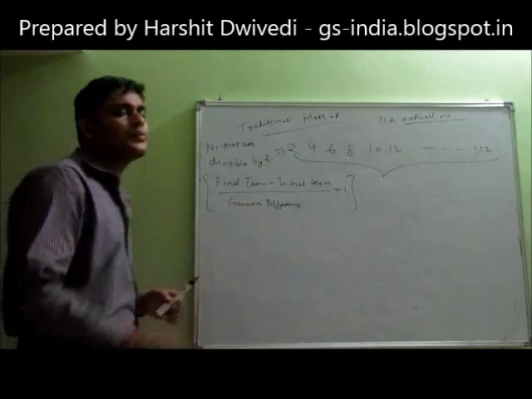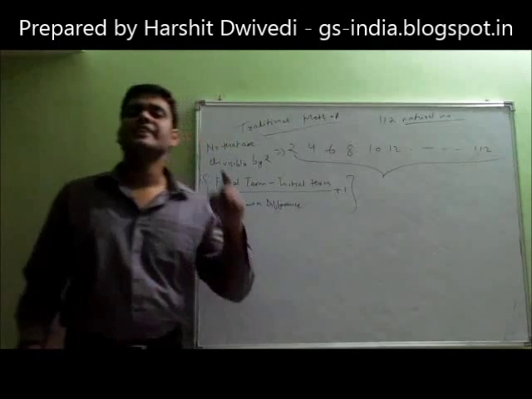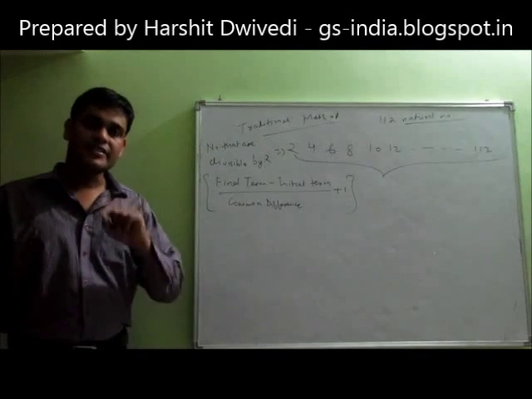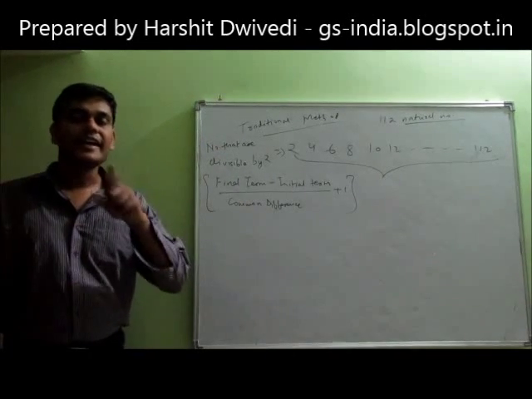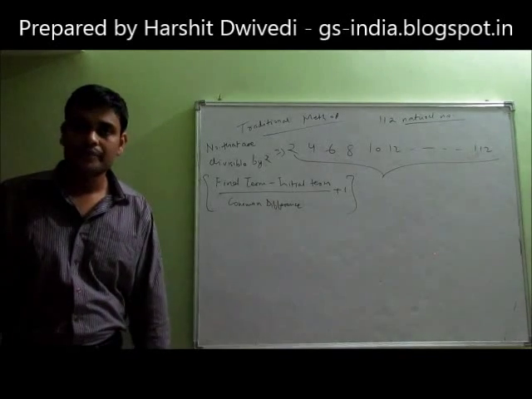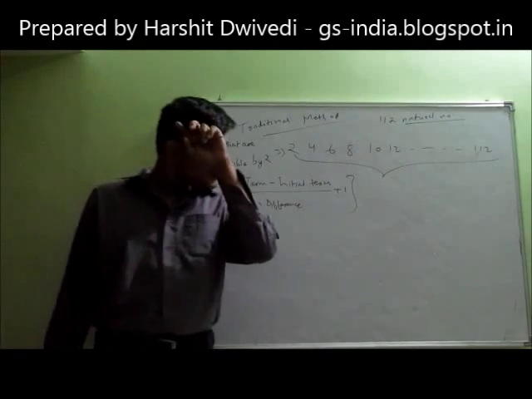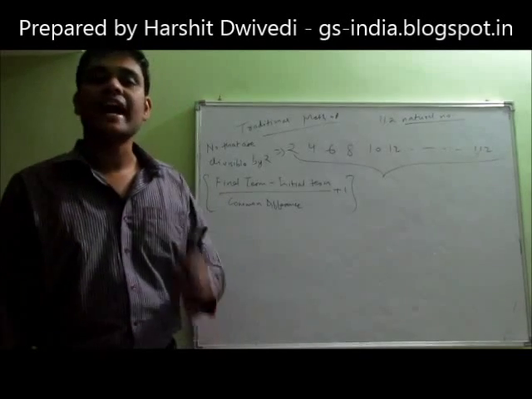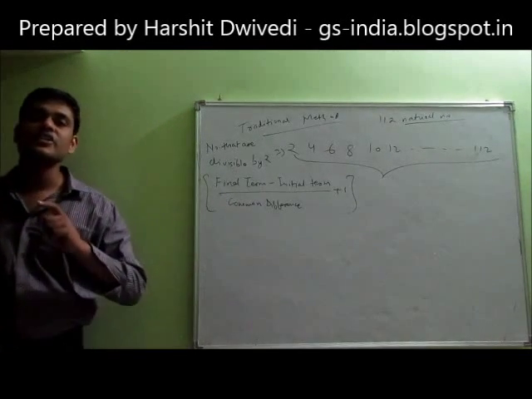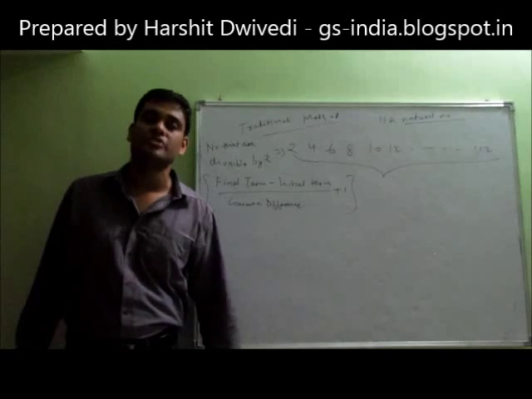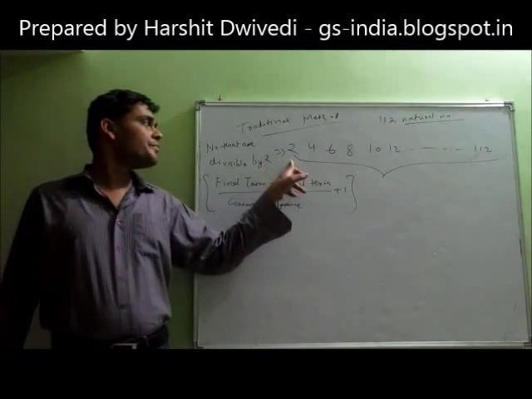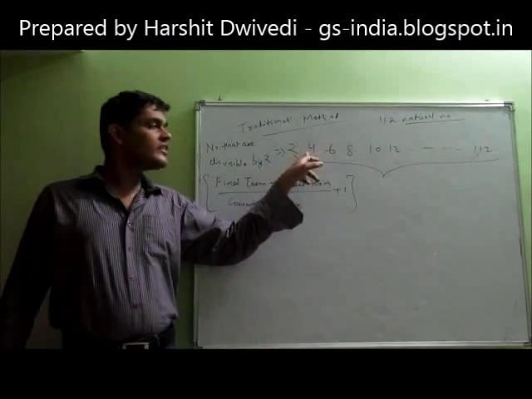Now what is an arithmetic progression? Arithmetic progression is that series of numbers in which the consecutive numbers increase or decrease by a constant quantity. This is arithmetic progression. I would like to repeat it once again. Look at this series. 2. What is the next number? 4. How much is the increase? 2 is the increase.